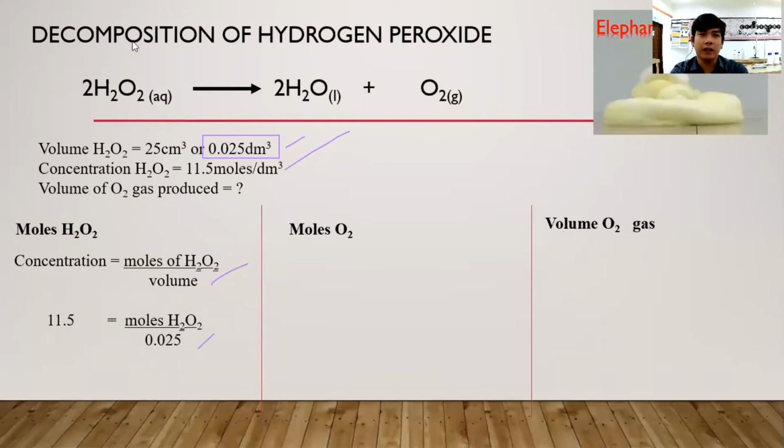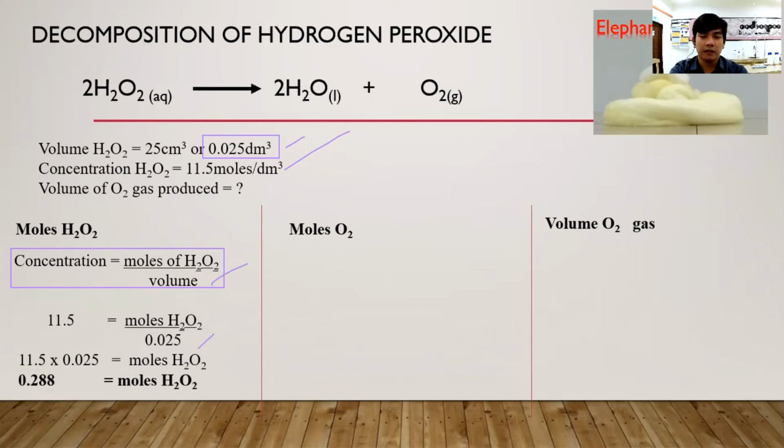Okay, actually, you can have a direct formula for this one, but I always want to start with this one so that you don't have to remember so many formulas. If it's concentration, moles, and volume, you just use this formula, and then you substitute the given, then you can get the answer. You don't have to memorize so many formulas. So that will be 11.5 times 0.025 equals the moles of H2O2. Then, when you multiply that, you'll get 0.288, which is the moles of H2O2.